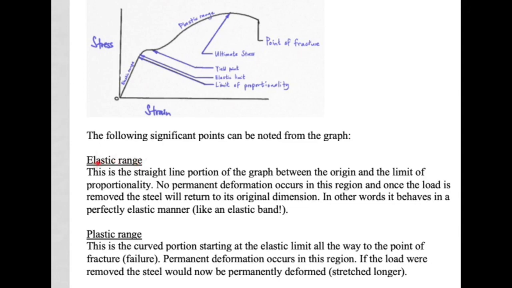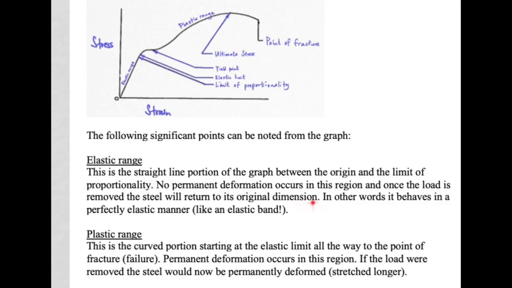range. Now our graph can be divided up into an elastic portion called the elastic range and a plastic range. So the elastic range starts at the origin, and as we said earlier, it ends at the limit of proportionality. So here we go. This is the straight line portion of the graph between the origin and the limit of proportionality. Now here's the important part. No permanent deformation occurs in this region, and once the load is removed, the steel will return to its original dimension.